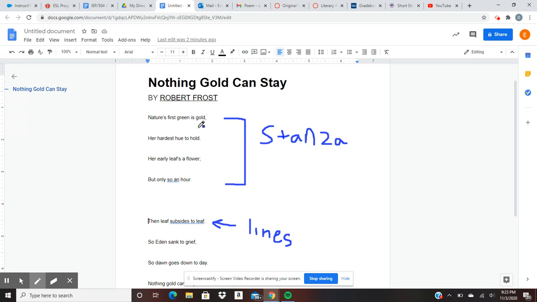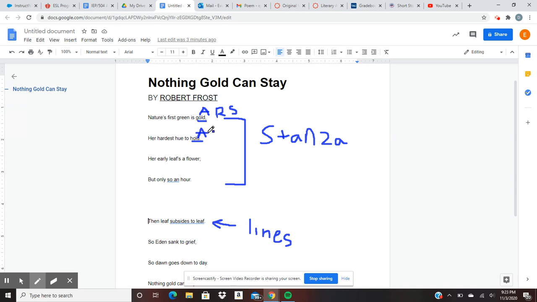A couple other things. If I just read this first stanza, "Nature's first green is gold, her hardest hue to hold." Notice how these rhyme: gold and hold. This is called a rhyme scheme. I'm just going to write RS because I can't write rhyme scheme out like this. This is where you have a pattern of rhyming words in a poem, and it can be A B, A B B, any kind of order that you choose. In this case, this is an A, and likely B B rhyme scheme.